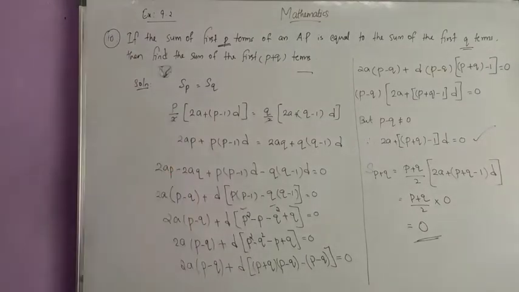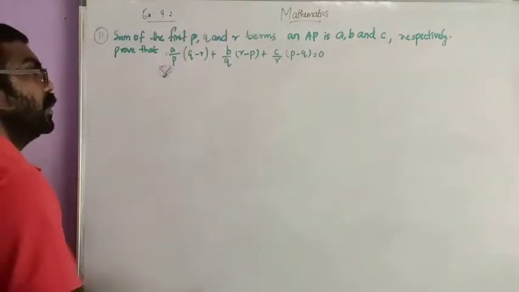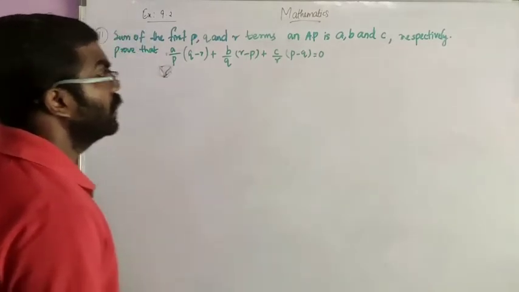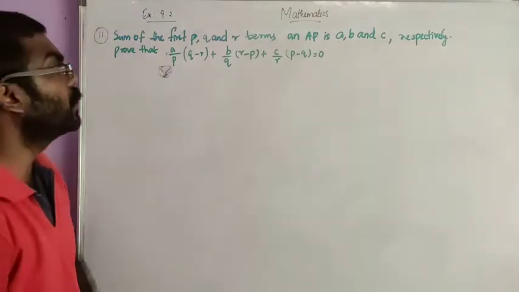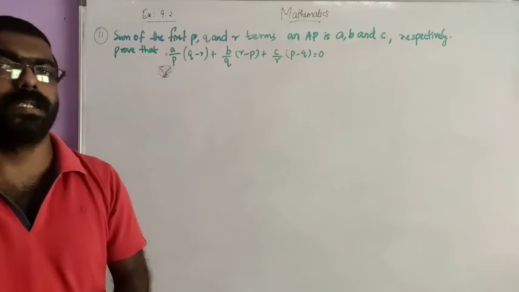Clear? The next question is: the sum of the first p, q and r terms of an AP is a, b and c respectively. Prove that a by p into q minus r plus b by q into r minus p plus c by r into p minus q is equal to 0.